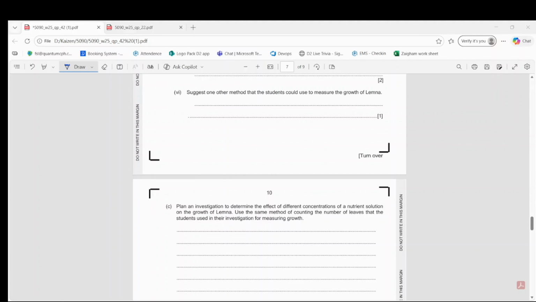Now we have to plan the investigation of different concentrations of nutrient solution on the growth of lamina. We have to use the same method that they have used, like counting the number of leaves. What should be our method?